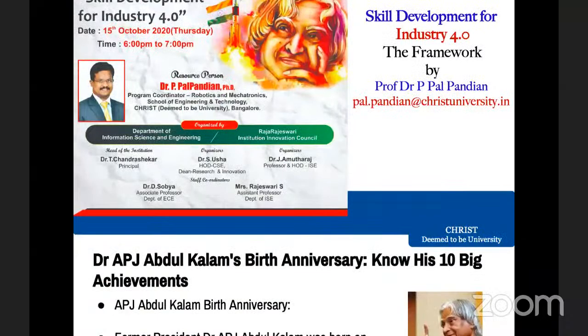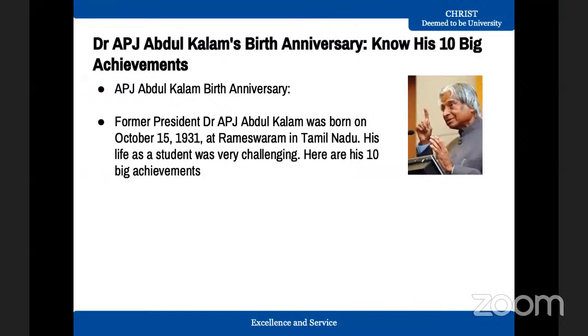Before going to the webinar, I would like to bring up some memorable things about our Dr. APJ Abdul Kalam. Today is his birth anniversary, and he was born in Rameshwaram on October 15th, 1931. As a student, his entire life was a very challenging one, and he achieved so many things.